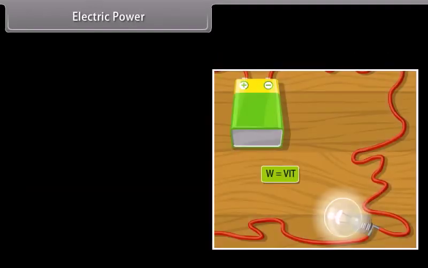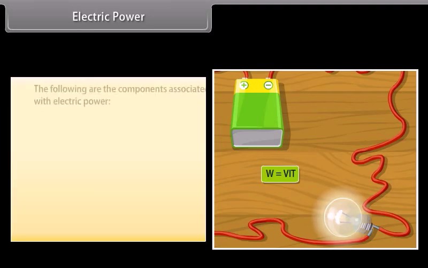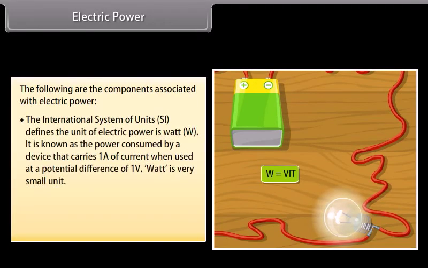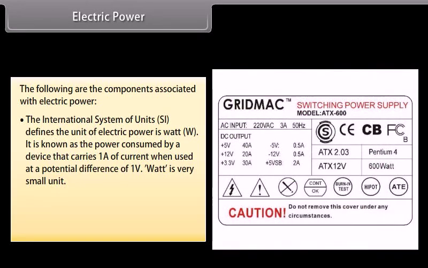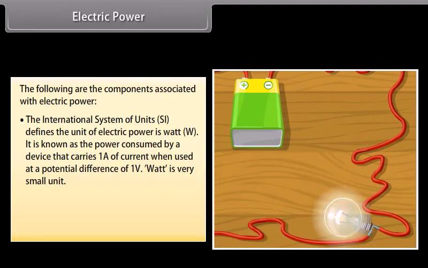Electric power. Electric power is the rate at which electric charge is transferred by an electric circuit. This is commonly known as electric power. The following are the components associated with electric power. The International System of Units, SI, defines the unit of electric power as watt, W. It is known as the power consumed by a device that carries 1A of current when used at a potential difference of 1 V.